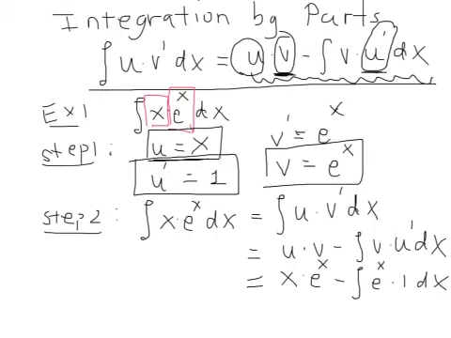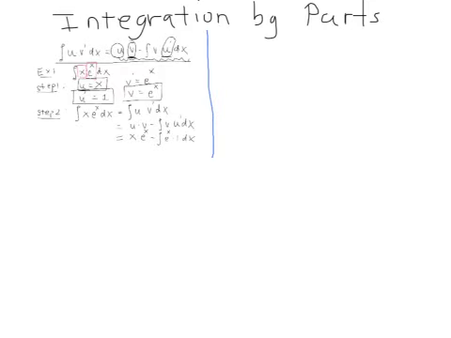Okay, now we're going to change to another page. I couldn't figure out how to turn to another page, so I just shrank what I have written so far to the left hand side so you can still see it, and now I can continue. So what we have so far from step 2 is integral x e to the x dx equals x e to the x minus integral e to the x dx.